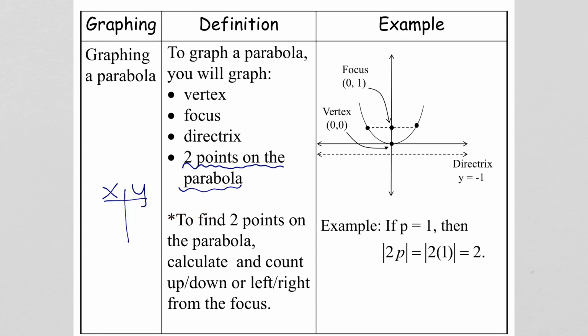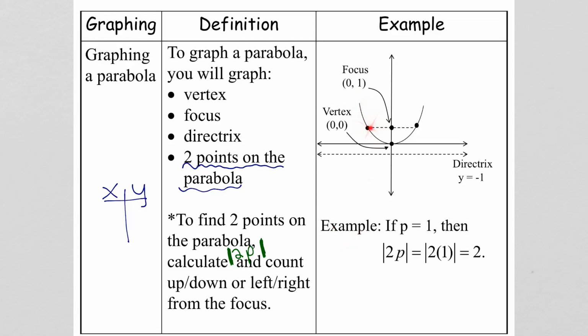But there's also something that is true, a rule that's true all the time, and it's an easy way to find the 2 points on the parabola. You can calculate the absolute value of 2p. It's missing here, I don't know why, but that should be in your notes. And if you calculate the absolute value of 2p, and you get that value, you can count that amount from the focus to the right or to the left to get the 2 points on the curve.